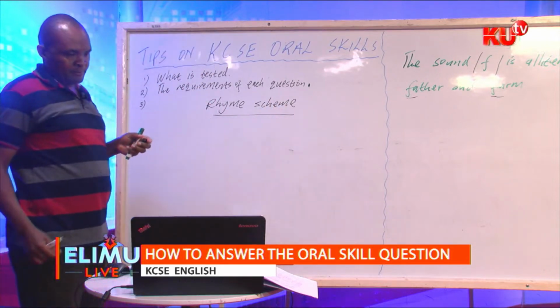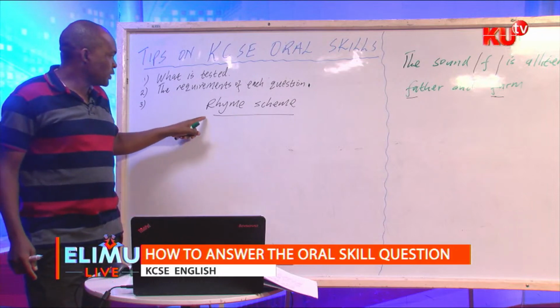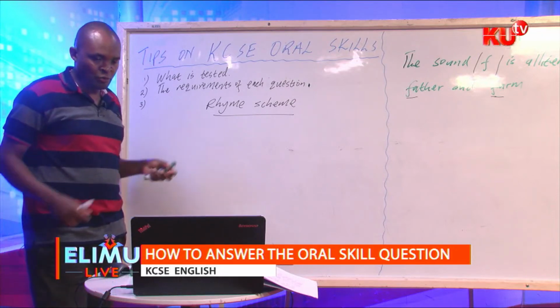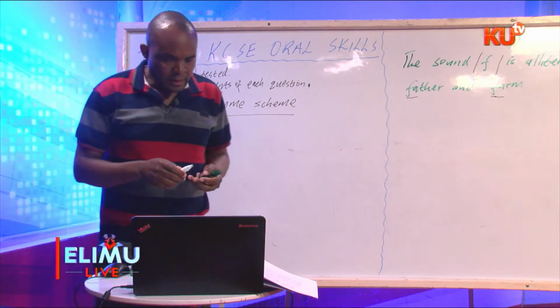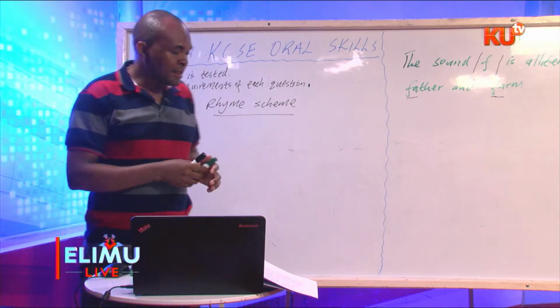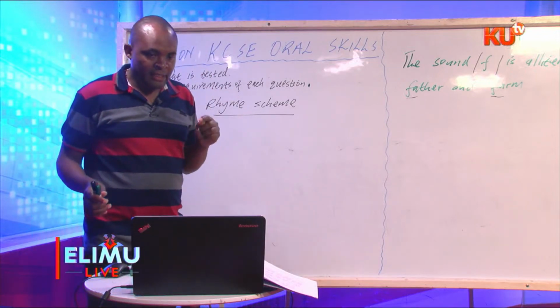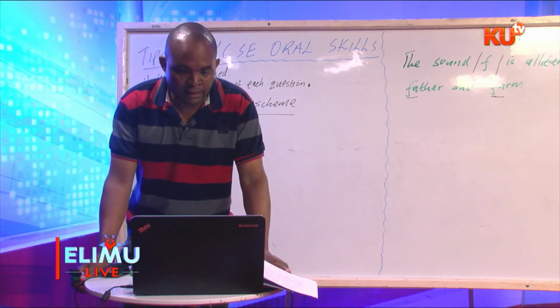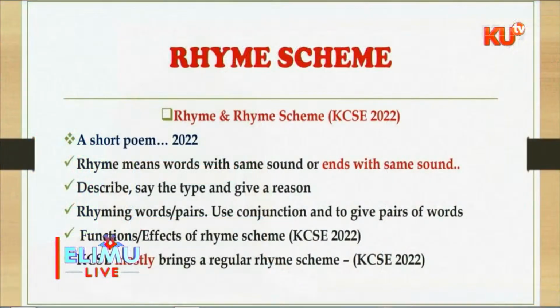Rhyme scheme? It's a very common question, and I'm going to say a few things here to guide you on what is expected. Rhyme is brought, especially when there is a short poem, like it was the case in last year's KCSE paper. Question 3A was a short poem, and from that poem, the first question was describe the rhyme scheme.